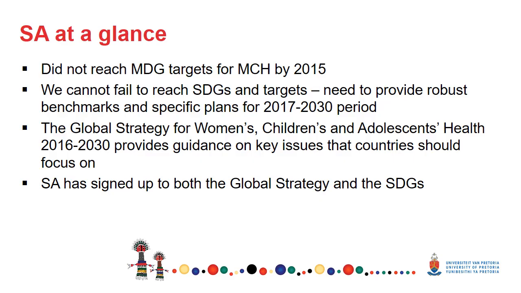The Global Strategy for Women's, Children's and Adolescents' Health 2016 to 2030 provides guidance on key issues that countries should focus on. And South Africa has signed up to the global strategy and the SDGs. So it is important that we use these as frameworks within which to judge ourselves in terms of our progress towards reaching the targets for the Sustainable Development Goals.